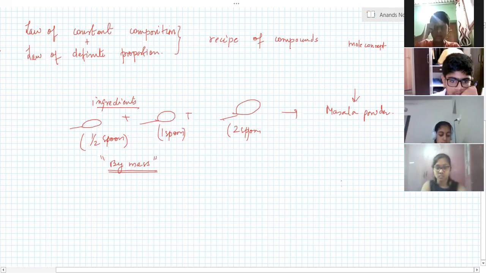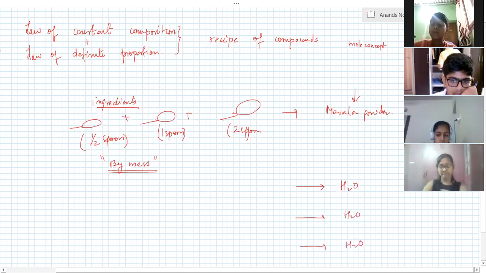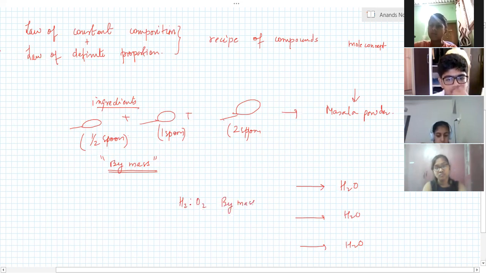So if you take water from the Ganga river, you take water from the Himalayas, you take water from your well, as long as it is pure water, it is always going to contain a certain proportion of hydrogen and a certain proportion of oxygen by mass. That is what is called the law of constant proportion.